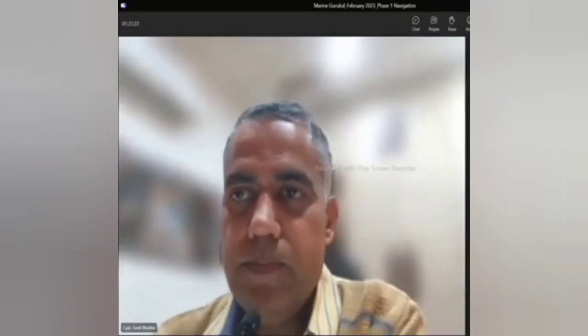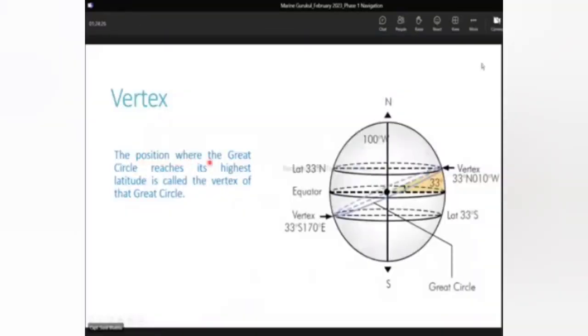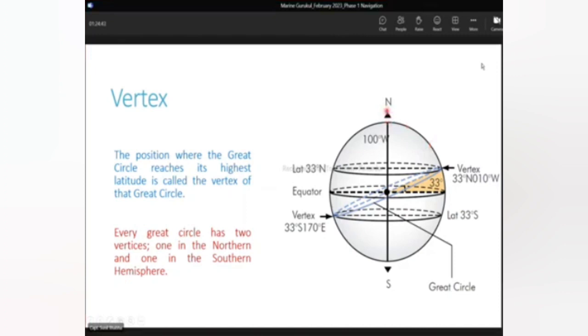Let's go. The position where the great circle track reaches its highest latitude is called the vertex of that great circle. You can see the diagram of the Earth on the screen now. The North Pole is represented by point N. We have the South Pole at the bottom represented by point S. Exactly midway between them we have the equator.